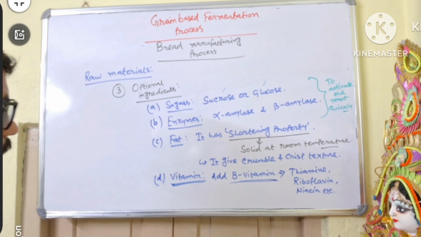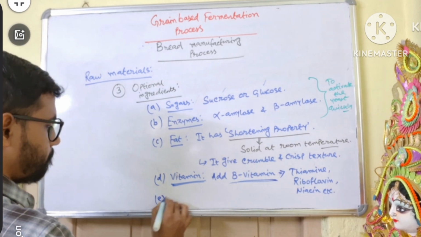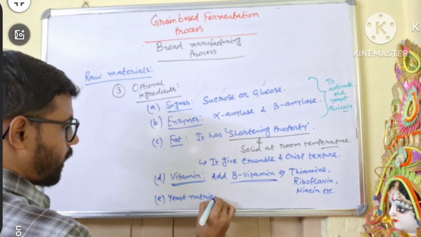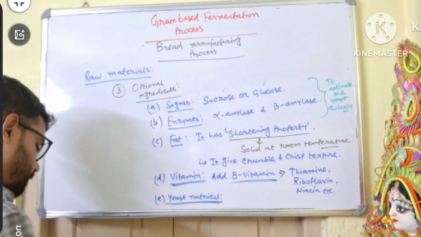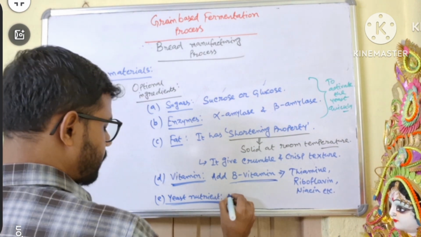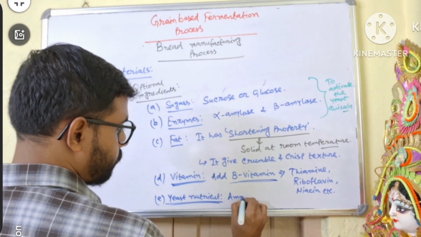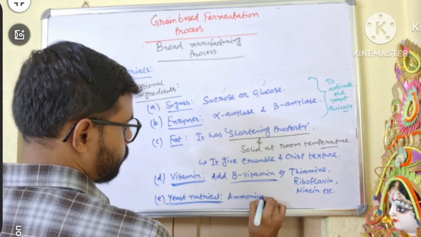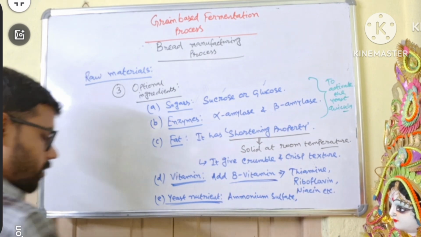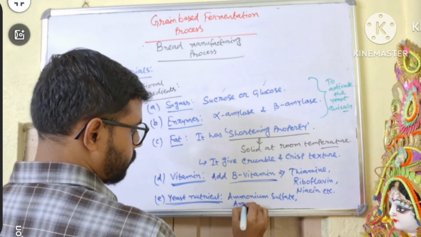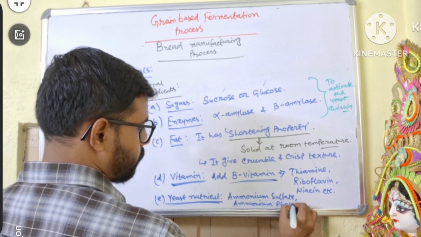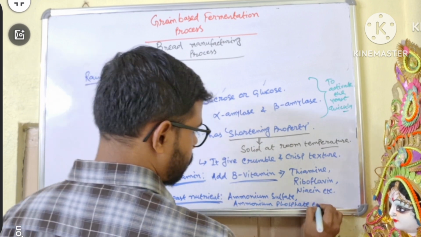Number five, yeast nutrient. Another agent for yeast activation. For yeast activation, yeast nutrient is added, and the yeast nutrients are ammonium sulfate, ammonium phosphate, etc.